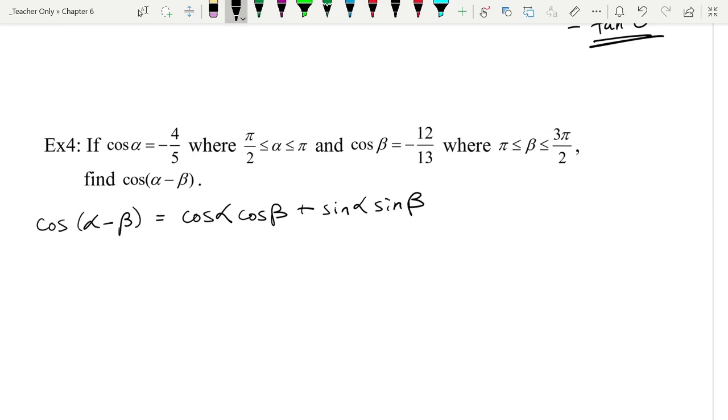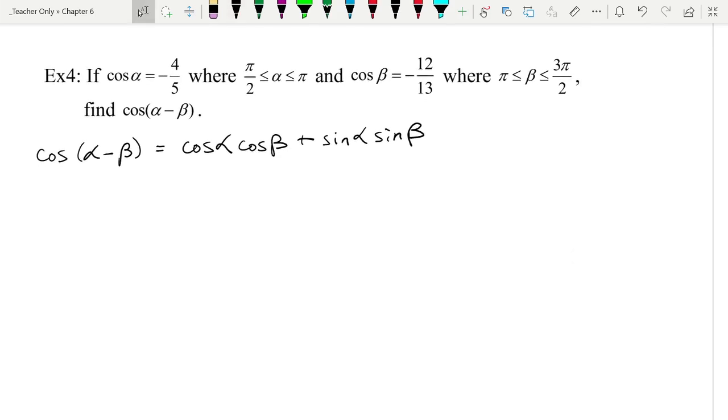Oh, sorry, I know cos of beta. Sorry, let me say that again. I know cos of alpha, but later on I'm going to need to know sine of alpha. I know cos of beta, I'm also going to need to know sine of beta. So in other words, right now I could only find this part of the formula. I can't find this part until I know what these numbers are. And you've done stuff like this before. Even back in grade 11 you did questions like this.